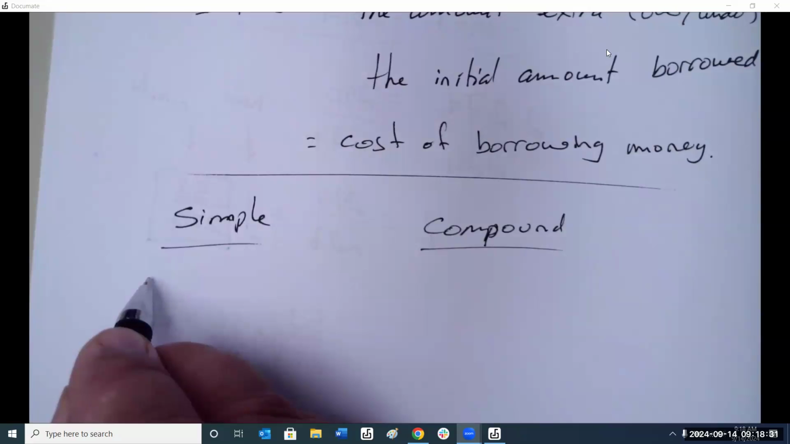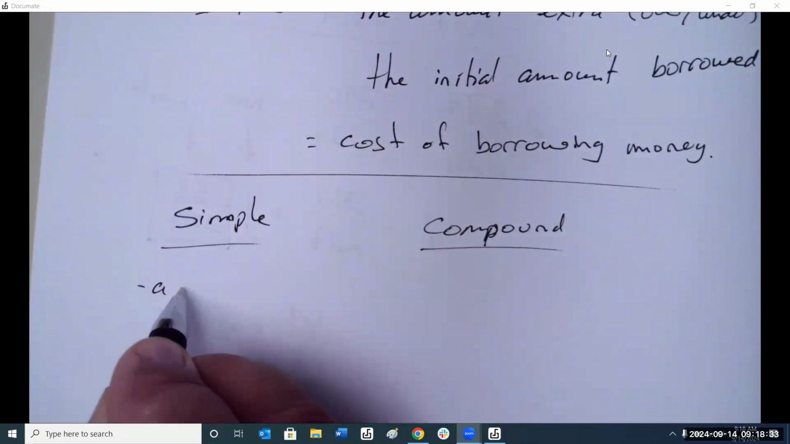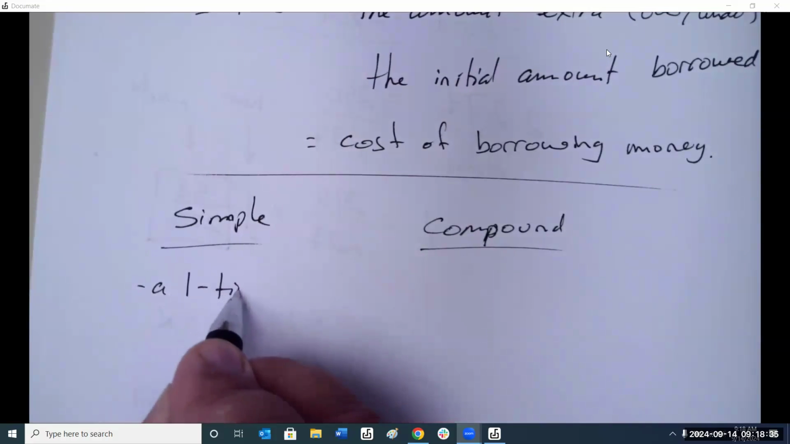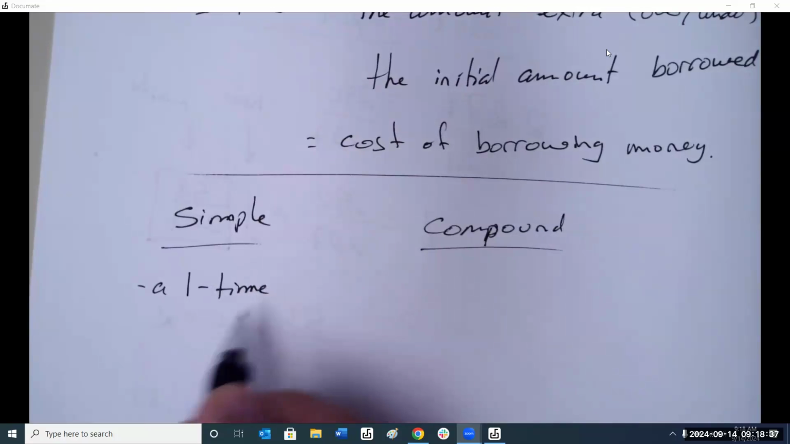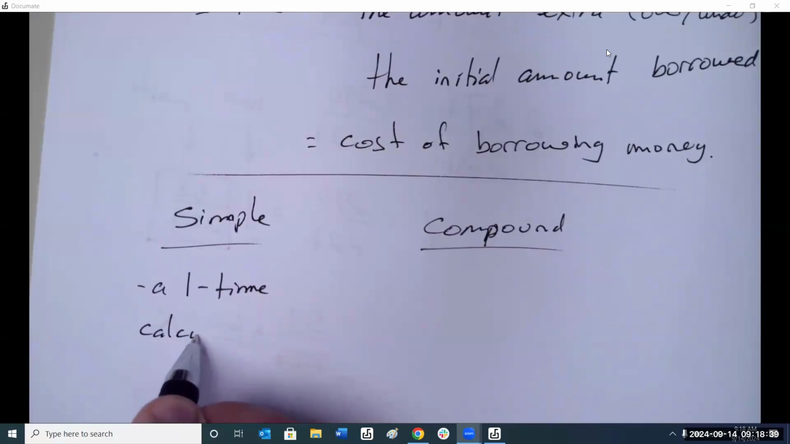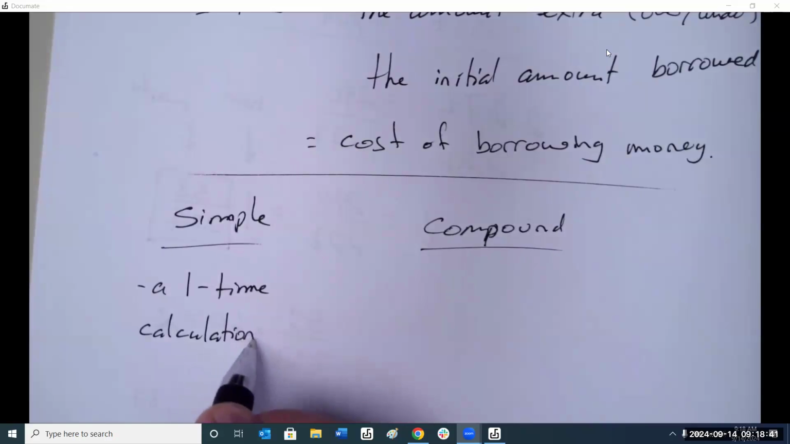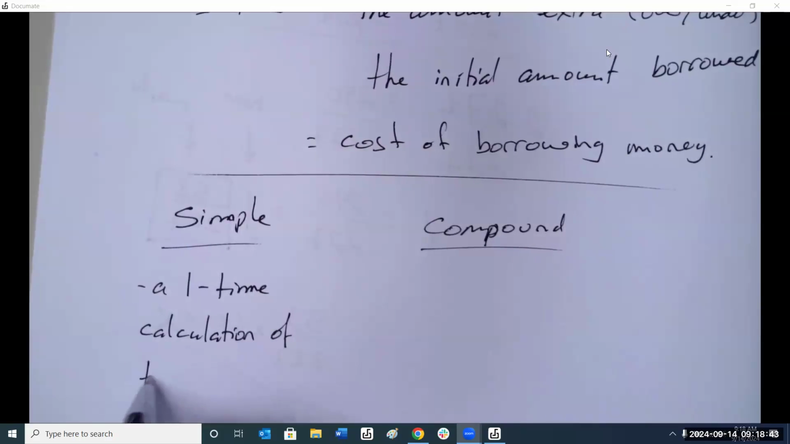Simple interest is a one-time calculation of the interest owed.